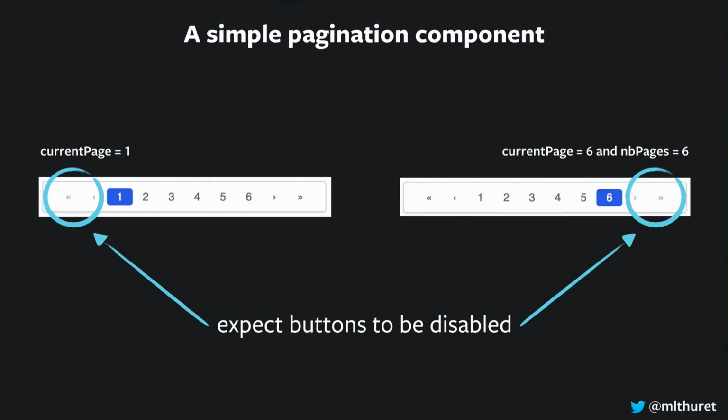So, based on the combination of those props, you will expect a different design, right? For example, if you are at the first page, you will probably want to disable the first button on the left. Same thing, if you are at the last page, you will probably want to disable the show last and show next buttons. So what it means is that you have all those substates, and if you design your components in the middle of your complex application, it can become tricky. So that was the first issue.